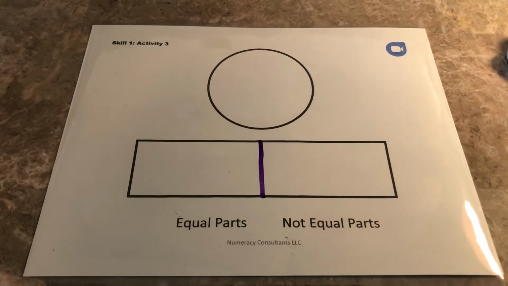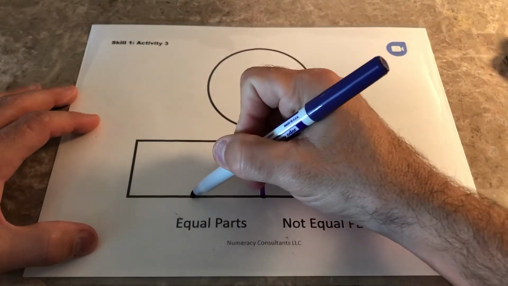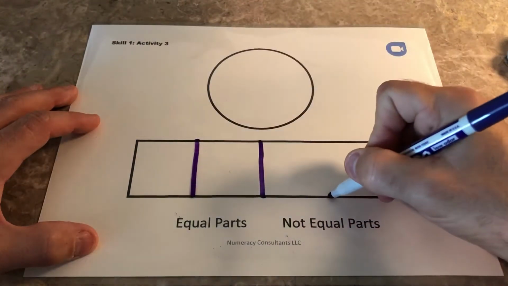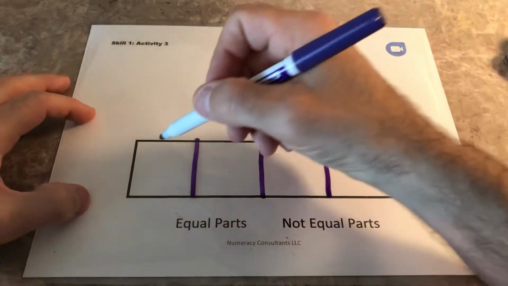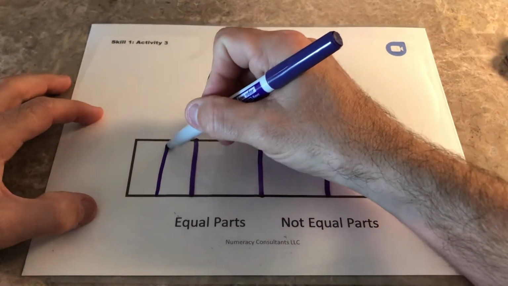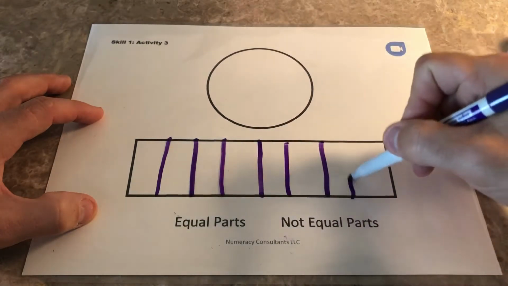Then you tell your students, okay, cut it in half again. So they cut the half in half again. And now what do we have? We've cut it into fourths. So we went from halves to fourths. And if we cut each half in half again, we went from halves to fourths to eighths, okay?